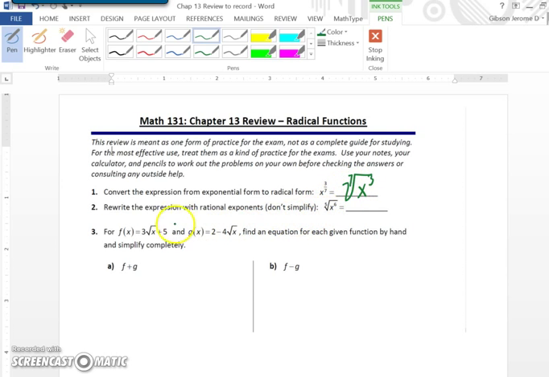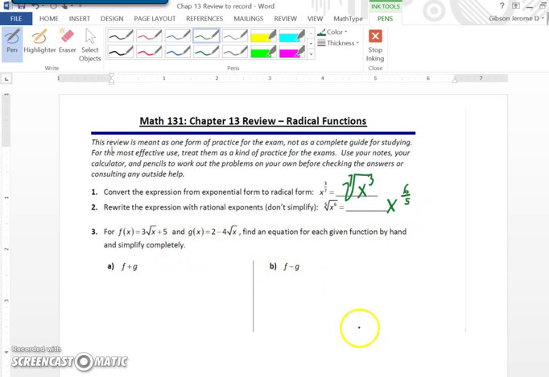Now we come to number 2. It says rewrite the expression with rational exponents. Don't simplify. So basically they want us to do the reverse of what we did for number 1. So then we would have x. The denominator of our fraction would be the index of this radical. And our numerator would be the exponent that's under the radical. So our final answer would be x to the 6/5.